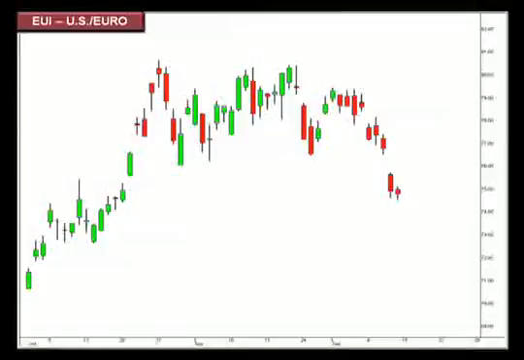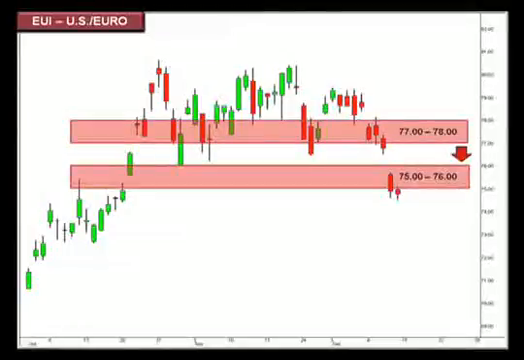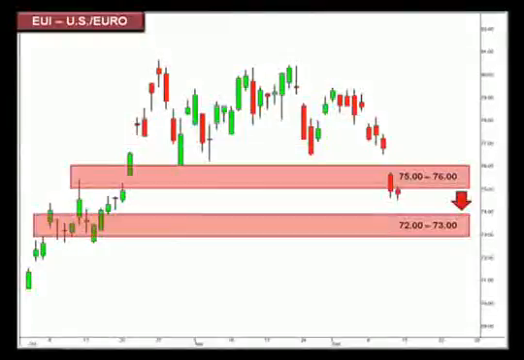Next up, the EUI, the U.S. versus the euro. Well, the U.S. dollar suffered perhaps the most damage against this particular currency as the pair value broke that 77 to 78 support that we had identified last week. Our outlook last week suggested a near-term target down at the 75 to 76 range. However, at this stage, with a break below this key focal zone, the path of least resistance appears to be a test down into the 72 to 73 box.